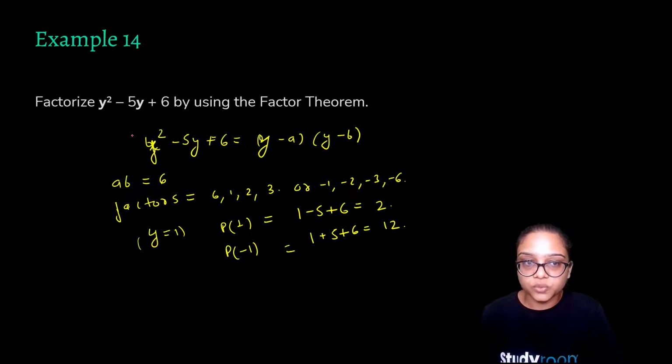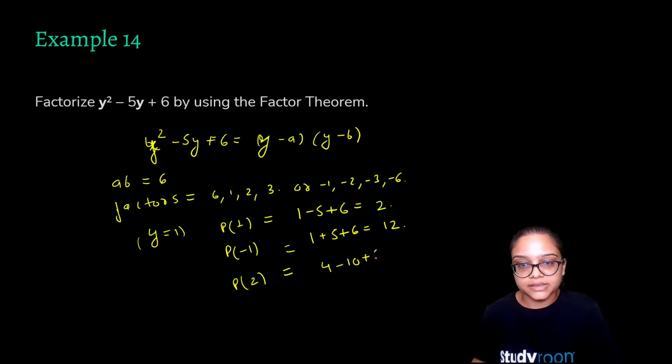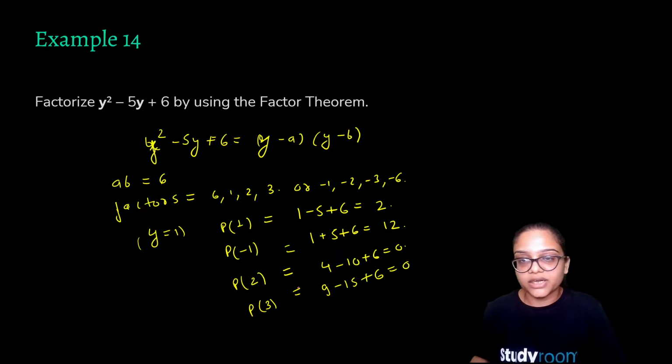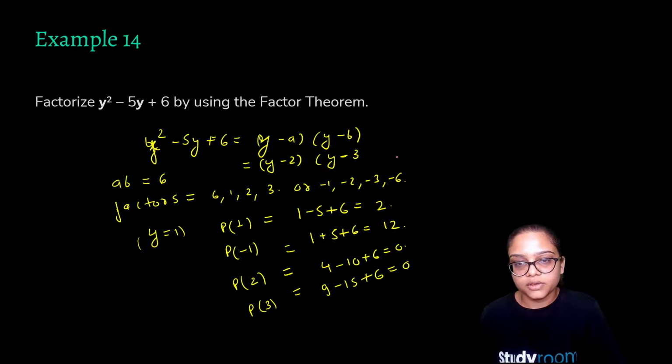So we'll check for 2 similarly: 4 minus 10 plus 6, we got 0. So p of 2 is 0. One factor would be 2 for sure. Now check for 3: 9 minus 15 plus 6. Again we got a 0. I'm just lucky, okay. It's not like I can't check for minus 2; you can check for minus 2. It's hit and trial. So the answer would be y minus 2 into y minus 3. This would be your required result.